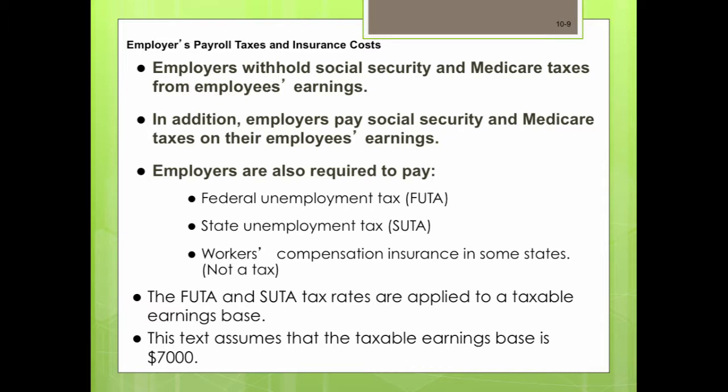The state unemployment taxes, SUTA, are taxes levied by the state government against employers to benefit unemployed workers. Okay? Now, the FUTA and the SUTA tax rates are applied to a taxable earnings base. So we will assume that 7,000 is the wage-base maximum. Employers get a credit for state unemployment taxes paid, and it's applied against their federal unemployment tax liability. And the net federal unemployment tax rate in that case is 0.6% or 0.006.